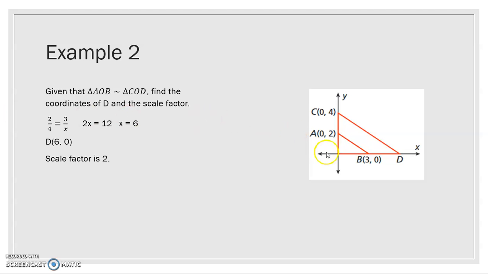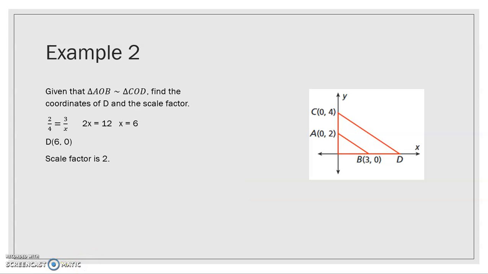Okay, so what I did is I did 2, which is the short length here, over 4, which is the longer length, is going to equal 3, which is the short length, over x, which is the length for D. So I solved this proportion, I found out x was 6. So I wrote D as the point (6, 0). Now for the scale factor, we're going to say we're going from the smaller to the bigger. So I have to do 4/2, which is just 2, and that's my scale factor.